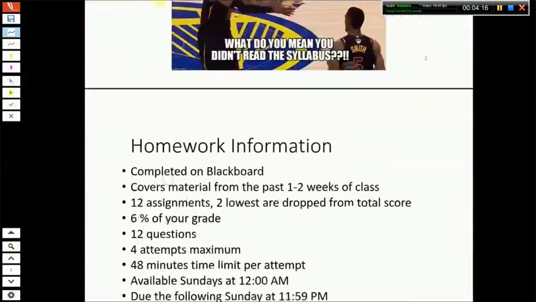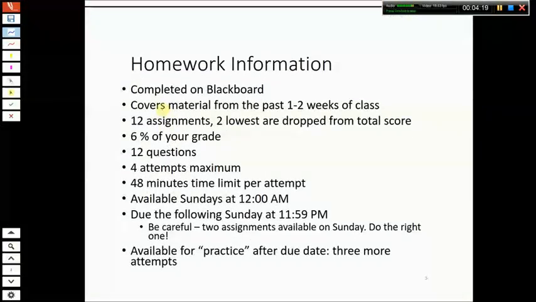Now, the weekly tasks that you're going to have are homework assignments, and I'm going to talk about the importance of these more later on. But essentially how they work is they're going to be done on Blackboard. So if you have not used Blackboard yet for any of your other courses, make sure you become familiar with it, because you will use it every week here.